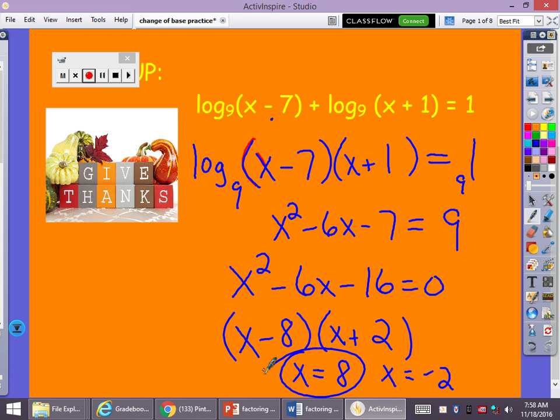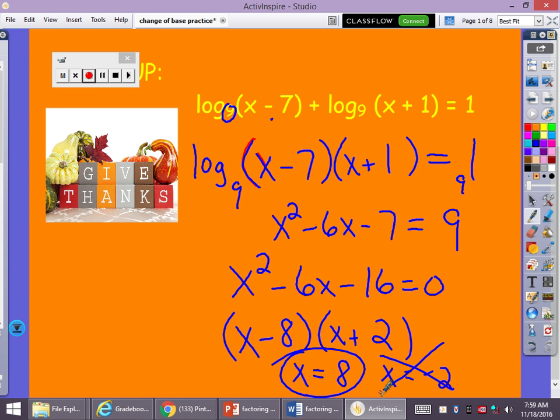Now we're checking solutions. When I plug in a negative 2, can I find log 9 of negative 9? No. 9 to some power is not going to give me that, because my base is always positive, and you can't go from a positive base to a negative output. Does that make sense? So in this case, the answer would only be x equals 8. So that's a new piece I'm adding. That is not why I did this problem. Up until this point, I accepted both solutions.